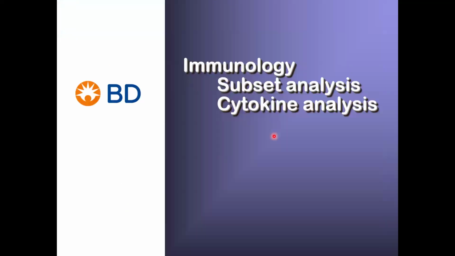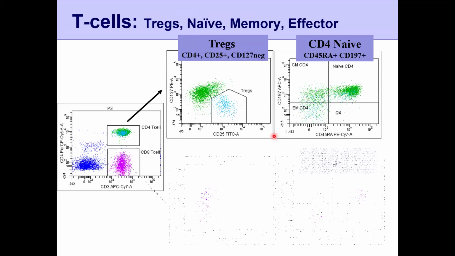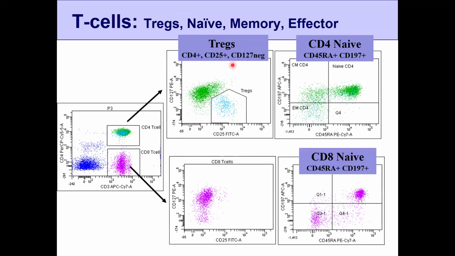So let's start with the immunology subset analysis, cytokine analysis. For example, these are the examples I was talking about, which we also call immunophenotyping or immuno subsetting. For example, this is your CD8 and CD4 cells, right?